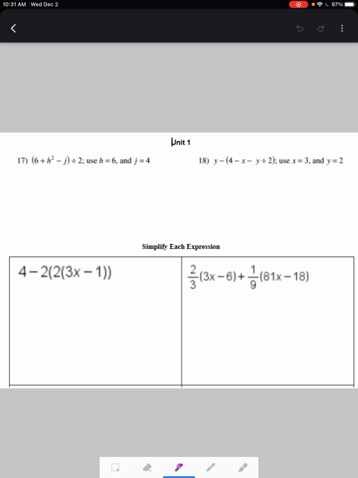So with that being said, let's get started with unit 1, bringing us all the way back to the end of August actually. Our first skill that we did together was really thinking about the order of operations and simplifying expressions.